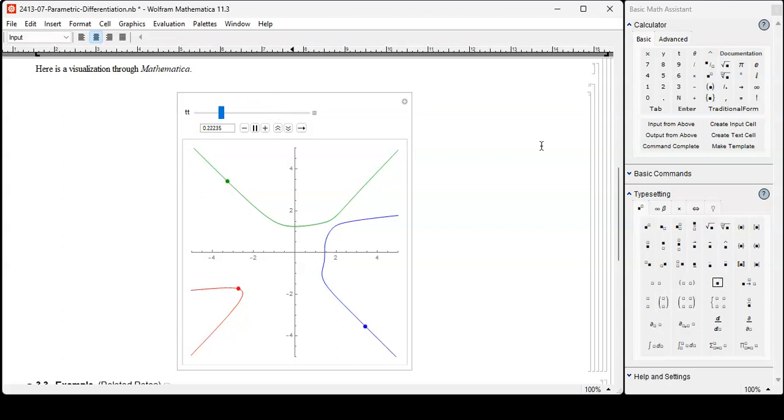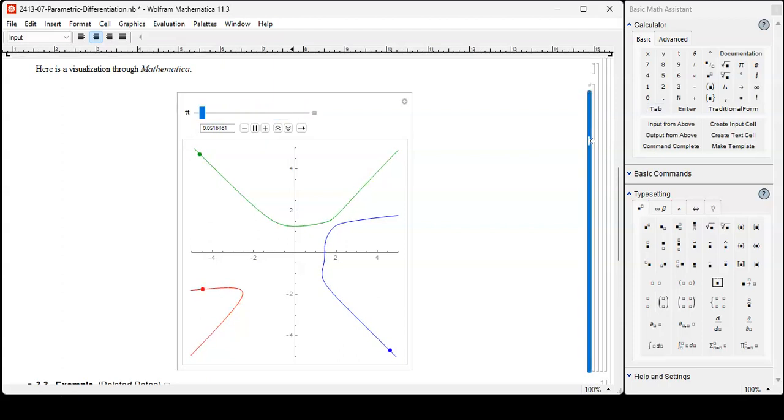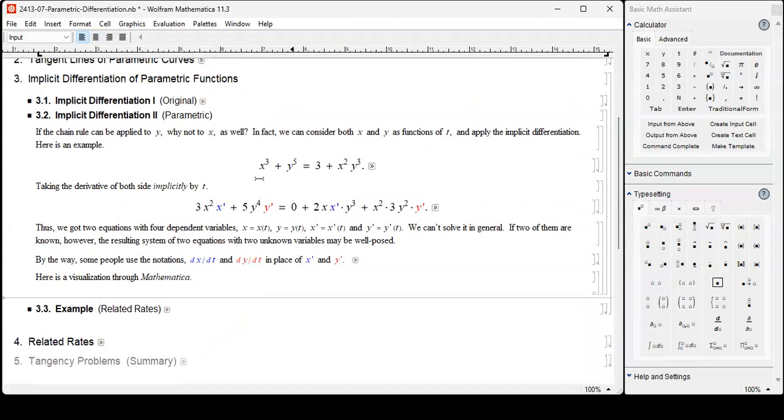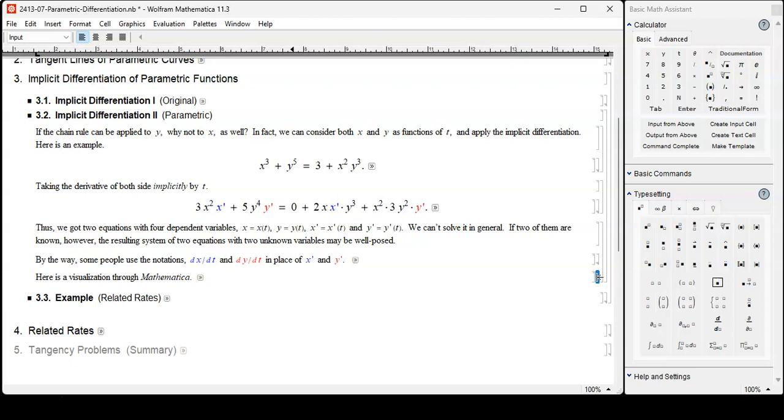Blue, red, and green, each gives you x of t comma y of t, a vector function. So the first solution vector function is blue, second red, third green. And why are there only 3? That has something to do with this relation being a cubic power, x to the third power. So a cubic equation, so 3 solutions. I don't want to get too deeply into that.